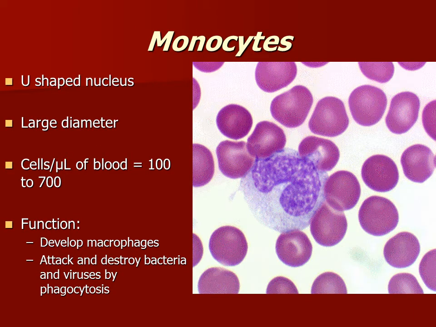The monocytes have kind of a U-shaped nucleus. Once again, this is an agranulocyte. So they have a large diameter with that large U-shaped nucleus in it. Later, when they leave the circulatory system and go into the interstitial fluid, they become macrophages, which are then responsible for attacking and destroying bacteria and also viruses.